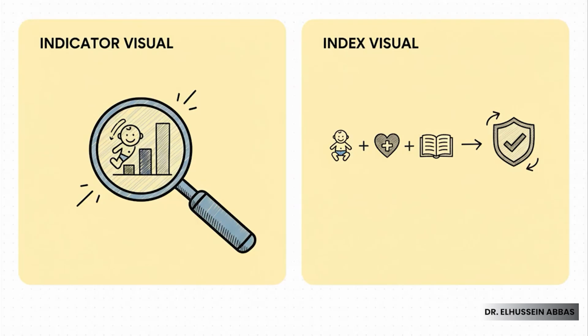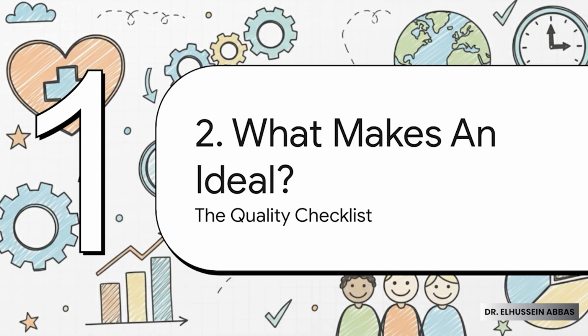Okay, a quick but super important point here. We have to know the difference between an indicator and an index. An indicator is just one single measurement, like the infant mortality rate. But to get a bigger picture, we often bundle a few indicators together into an index. So an indicator is one piece of the puzzle, while an index is a score that combines a bunch of those pieces.